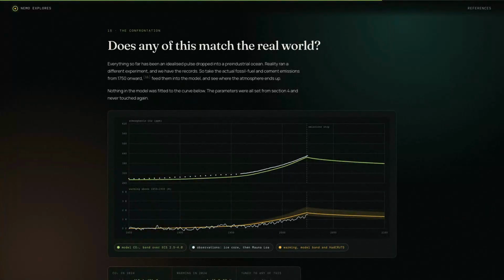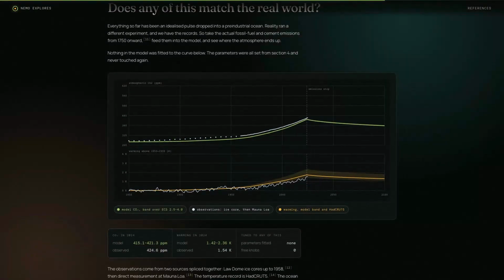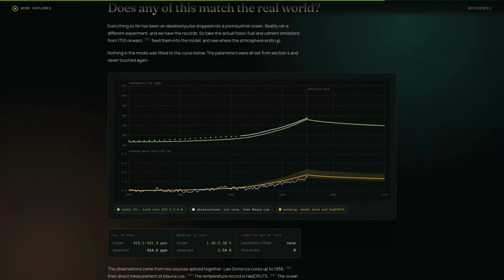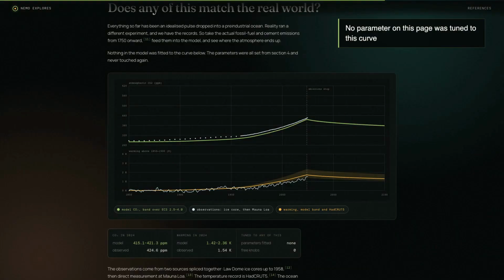All of that was an idealized pulse dropped into a pre-industrial ocean. Reality ran a different experiment, and we have the records. So take the actual fossil fuel and cement emissions from 1750 onward, feed them in, and see where the atmosphere ends up. Nothing was fitted to this curve. The parameters were set once and never touched again.